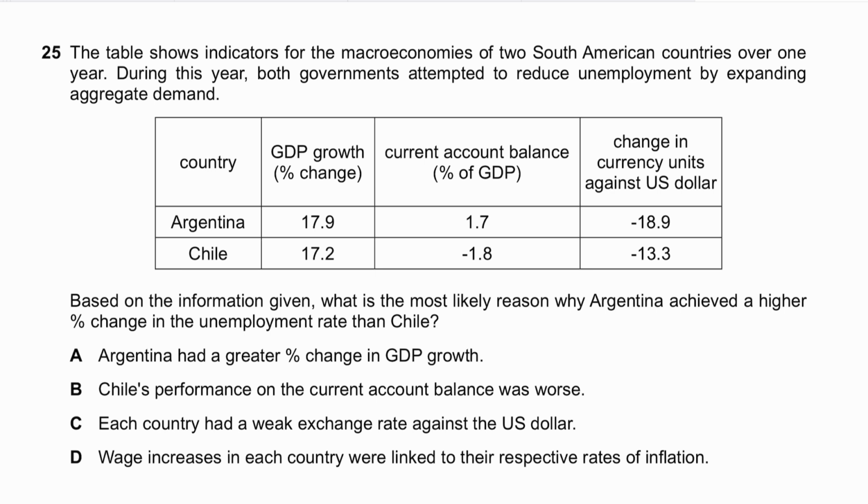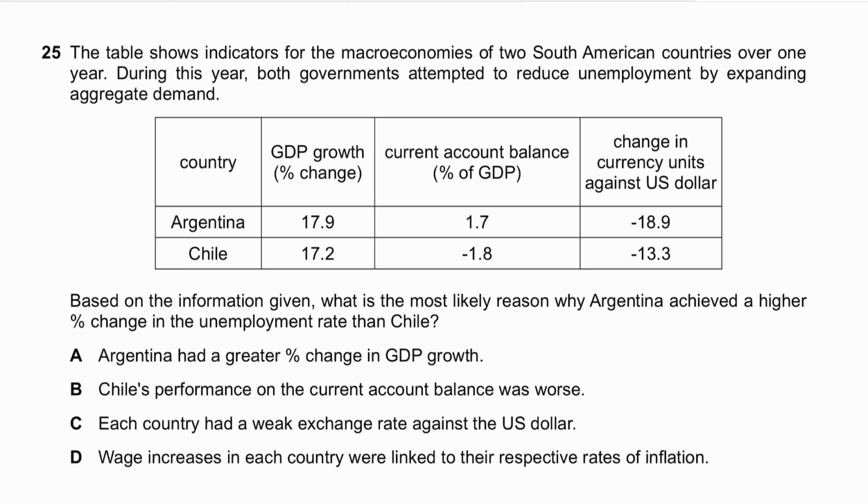If you look at option number B, it says Chile's performance on the current account balance was worse. And so we know that Argentina has a positive current account balance that is 1.7% of its GDP, while Chile has a negative current account balance, right? Because it's negative 1.8% of its GDP. And a positive current account balance would indicate that Argentina is exporting more than what it is importing. That is contributing to economic growth, and obviously it will contribute to job creation as well, and that could potentially explain the difference.